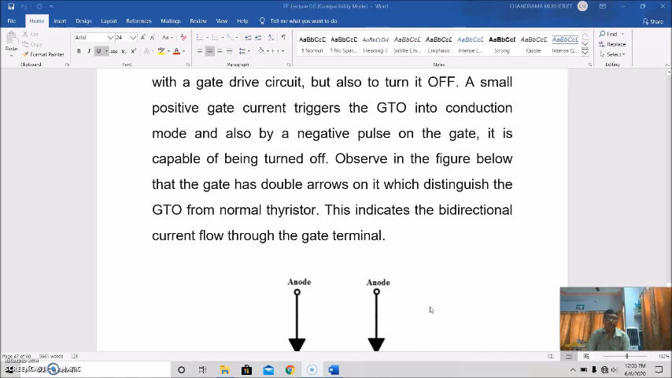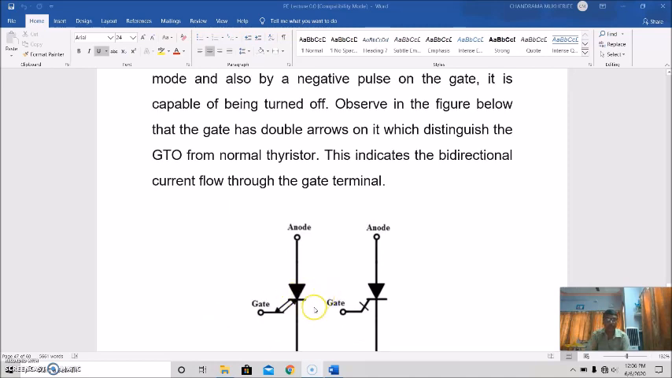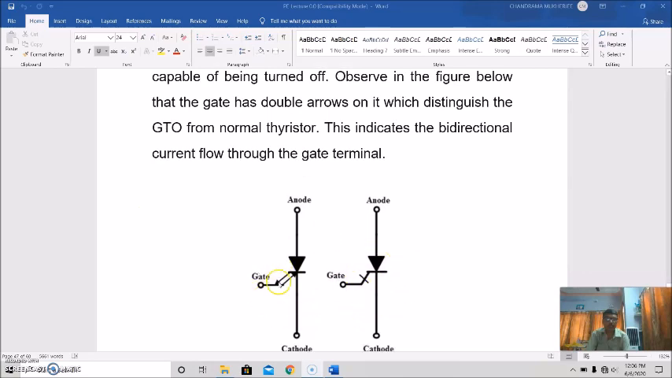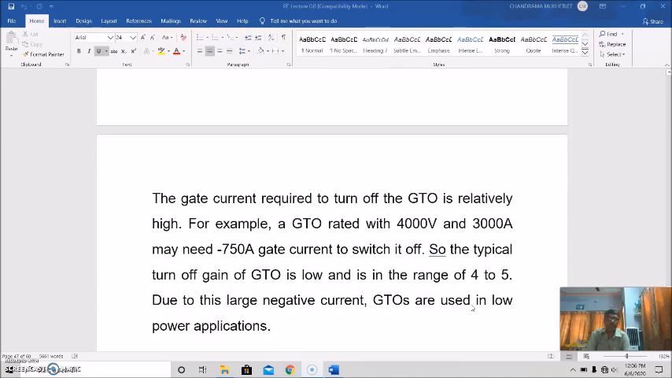In the figure shown here, the gate has double arrows on it, which distinguishes the GTO from normal thyristors, because both turning on and turning off are possible here. That's why there is a common symbol like this or this. It indicates bidirectional current flow at the gate terminal. For on, it is one direction; for off, it is the other direction. The gate current required to turn off the GTO is relatively high.